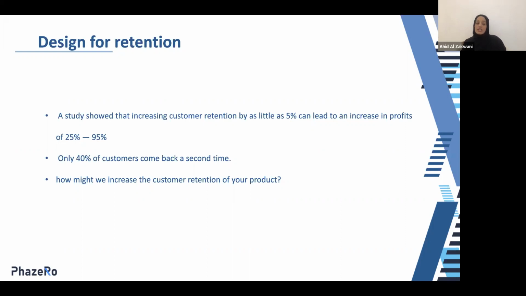But then another study shows that 40% of customers come back a second time. So this is a challenge. You have only 40% of customers that come back, and coming back doesn't mean that they perform a task or accomplish something. So the question that we have here is, how might we increase customer retention for the product that we have?